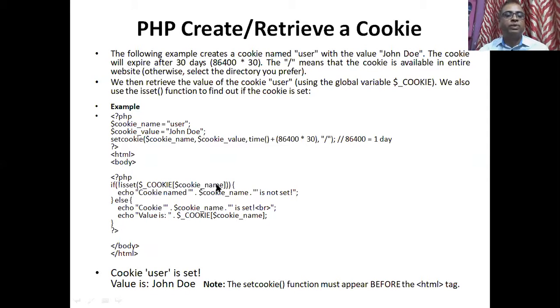So it first checks whether the cookie name is already set or not, meaning whether the browser is accessing this for the first time or the second time. If it is not set, then echo that the cookie named user is not set. If I'm executing it the second time, then what is going to happen? Echo that the cookie is set, and the value of the cookie is this.